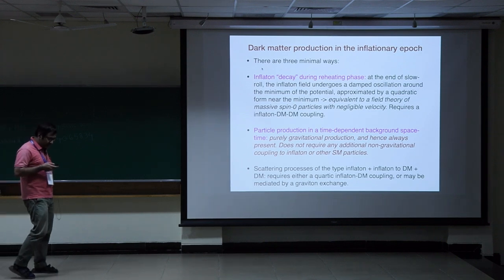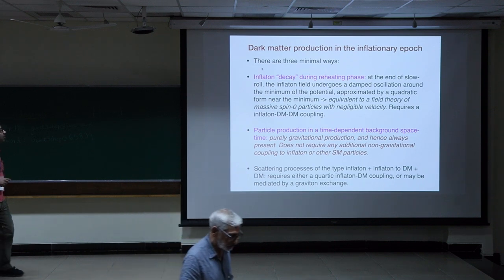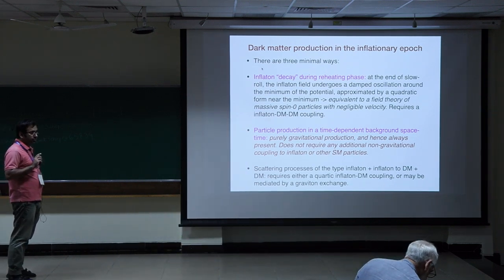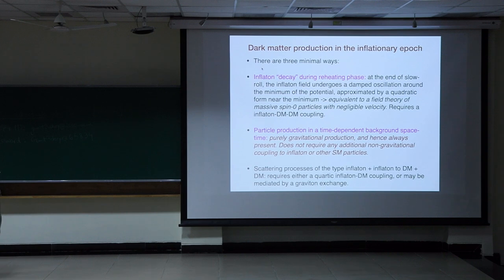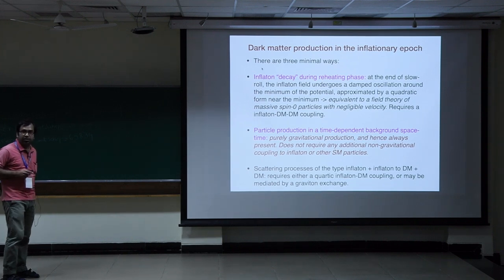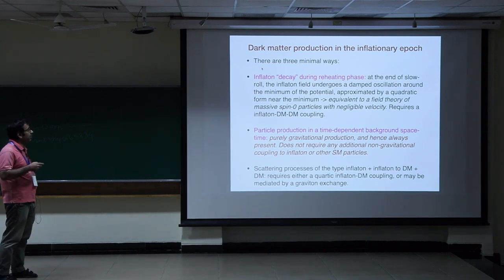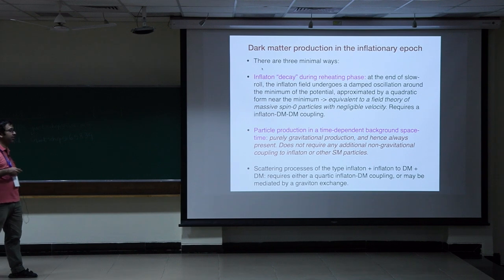So let me then talk about dark matter production in the inflationary epoch. There are three minimal ways to do it. One is so-called inflaton decay during the reheating phase, which basically refers to this damped oscillation of the inflaton field around the minimum of the potential after the end of the slow roll, which is equivalent to a field theory of massive spin zero particles with negligible velocity. And this, of course, requires an inflaton dark matter coupling.